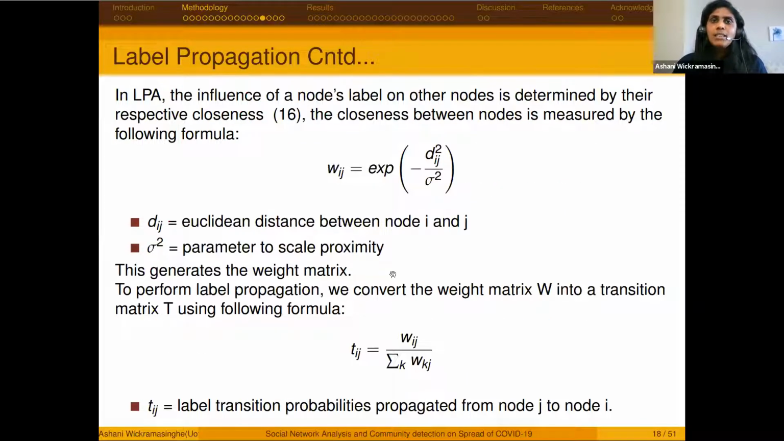In LPA, a node's label is influenced by another node based on the closeness parameter. Here is the equation to calculate the closeness between node i and j. dij is the Euclidean distance between node i and j. Sigma squared is the parameter to scale proximity. So using wij values, we can create a transition matrix which is used to perform label propagation. This formula calculates Tij values for the transition matrix. Tij is the label transition probability propagated from node i to j.